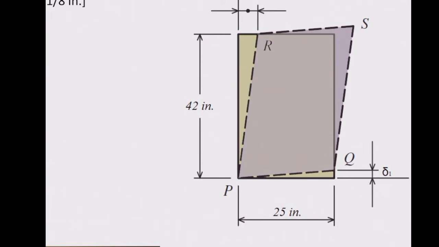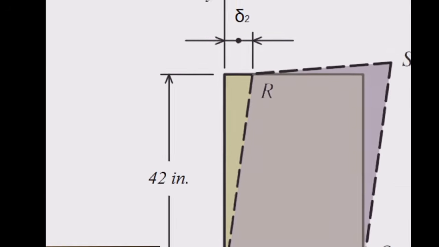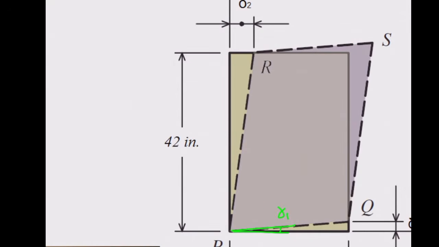To determine that, we may note that point Q moved up by the value of delta 1, so there is a change in the angle because of that movement. Let's call that change in the angle gamma 1, and point R moved to the right by the value of delta 2, and that causes another change in the angle. Let's call that gamma 2, and if we know how much is gamma 1 and gamma 2, we can determine how much is the overall change in the angle of the element at that point. So let's focus on how to calculate gamma 1 and gamma 2.